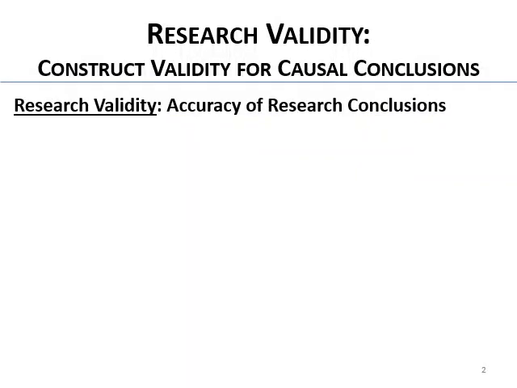So again, just to review, what is research validity? Research validity is when you have accuracy of your research conclusions. So when you get to the end of your study, and whether you reject the null or not, or attribute the effects to your independent variable or not, you're doing that accurately. And there were 4 pieces of that.